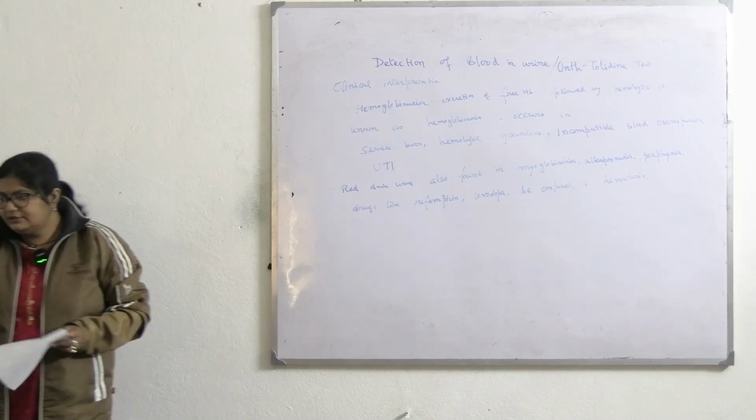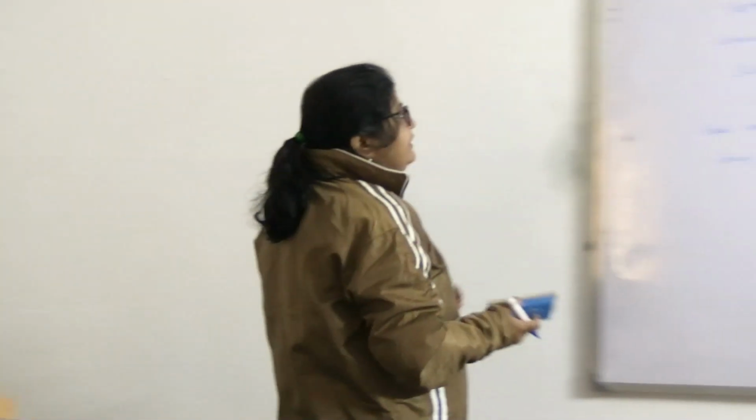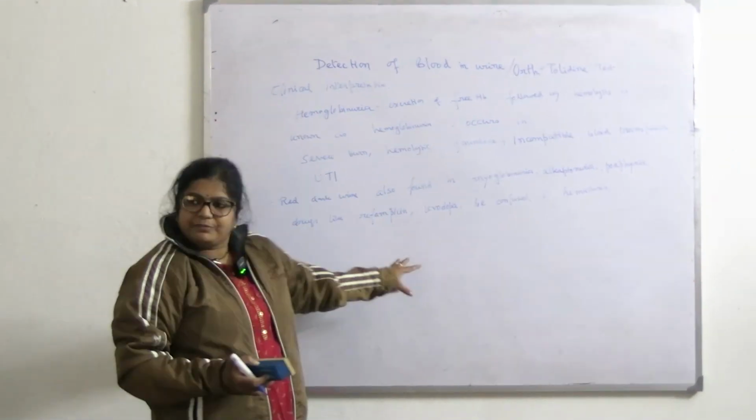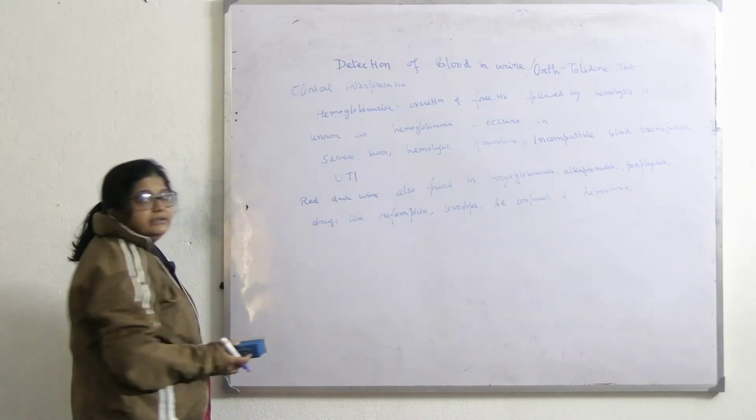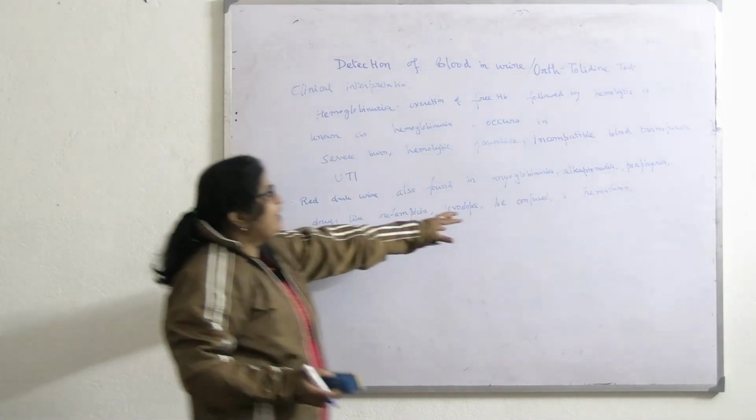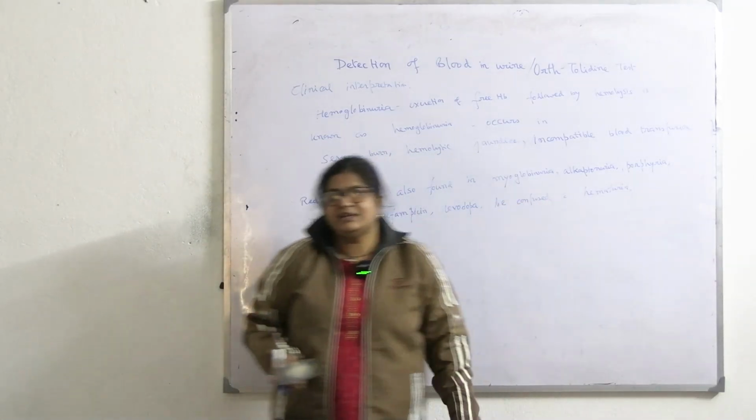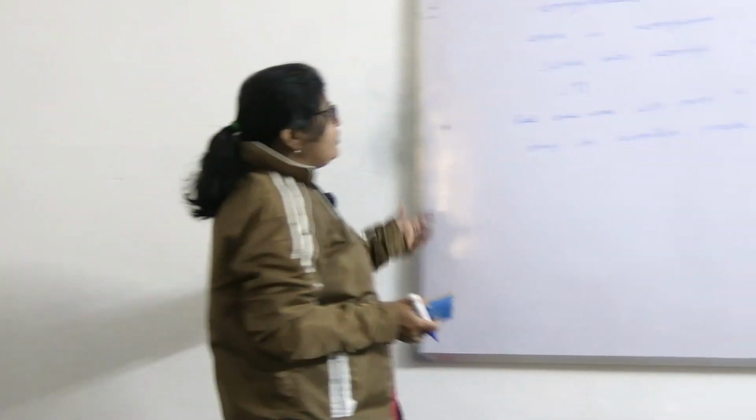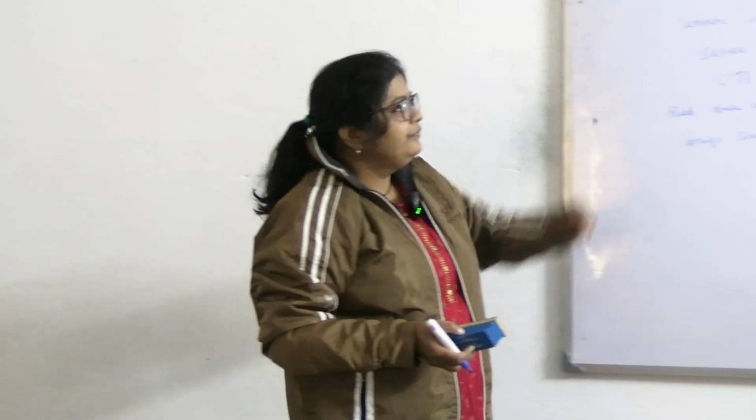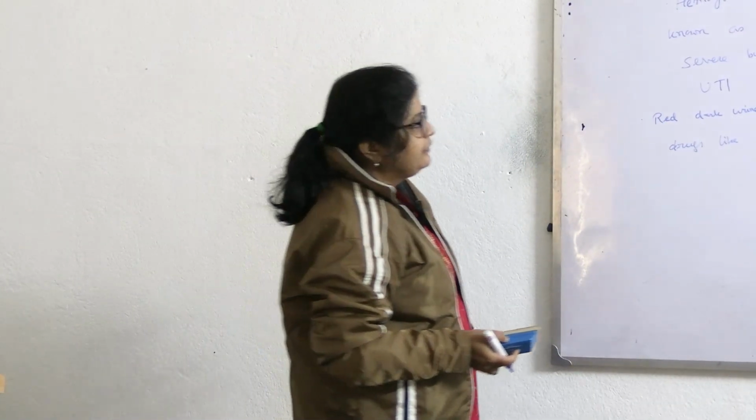Okay. This is the detection of blood in urine. You should write in your copy up to this. Be confused with hematuria means dark red color urine. Patient may confuse that this is due to hematuria, but it is not. It is the effect of these medicines or this kind of hemoglobinopathy.